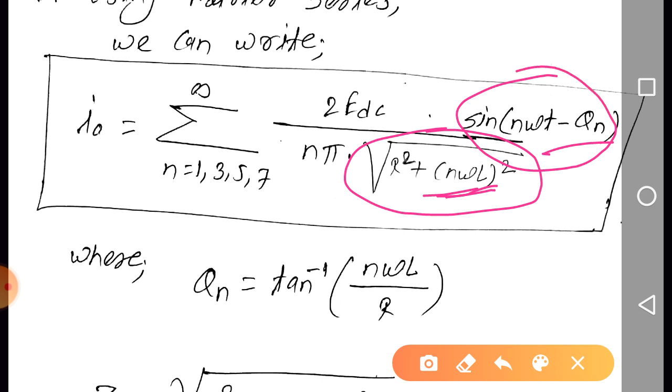In the purely resistive load, it was only sine of n omega t, but in the RL load, it is minus theta n. Why is it minus theta n? Because as we know, in the case of RL load, the current flowing through the load lags the voltage across the load by some angle theta, right? So this minus angle indicates lagging, and theta n is the lagging angle of the nth harmonic, right?